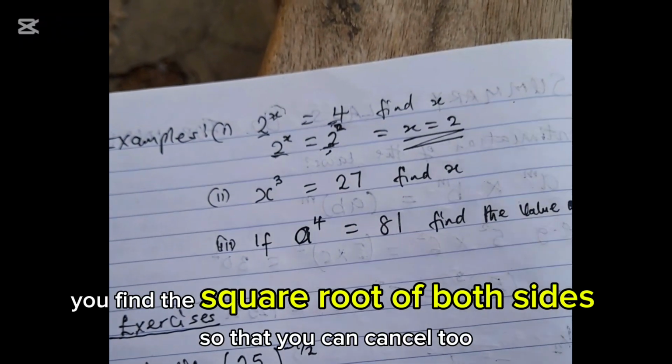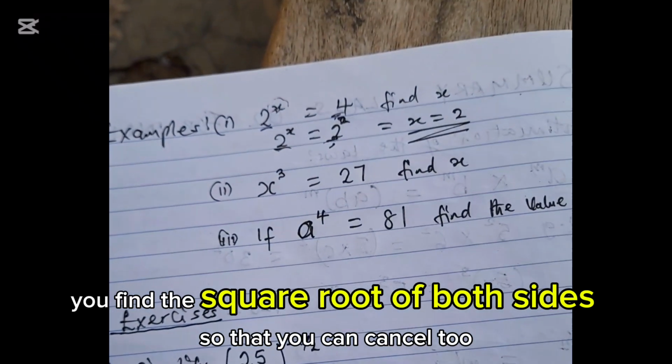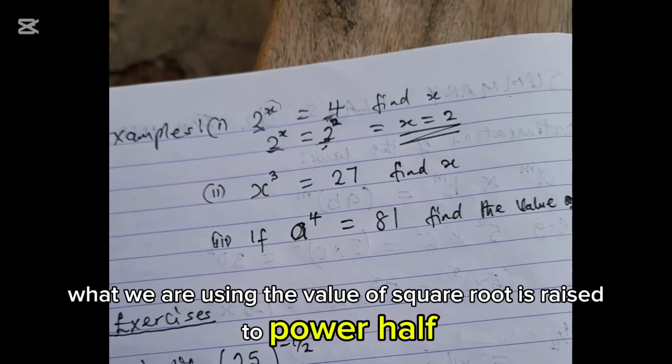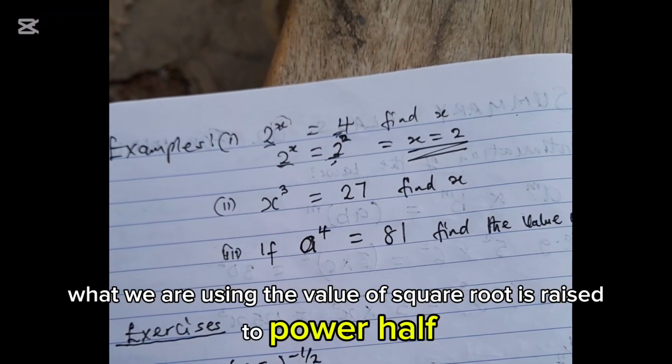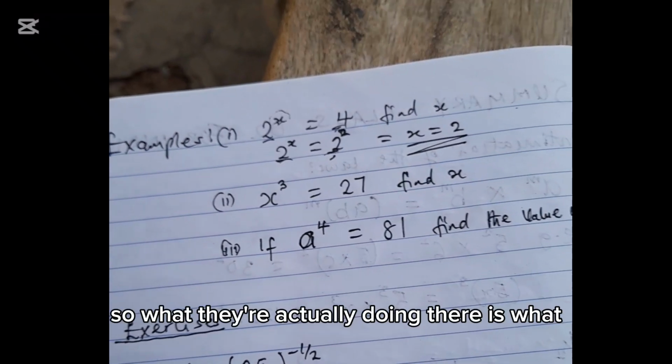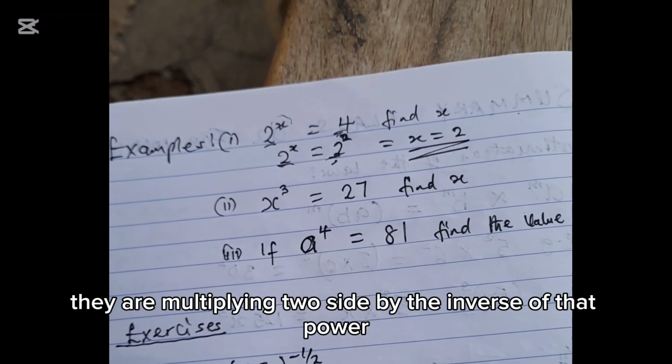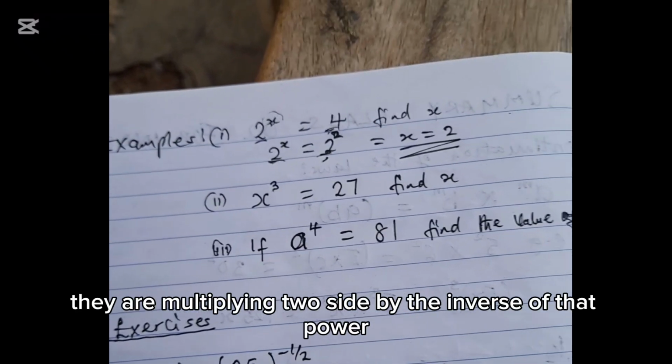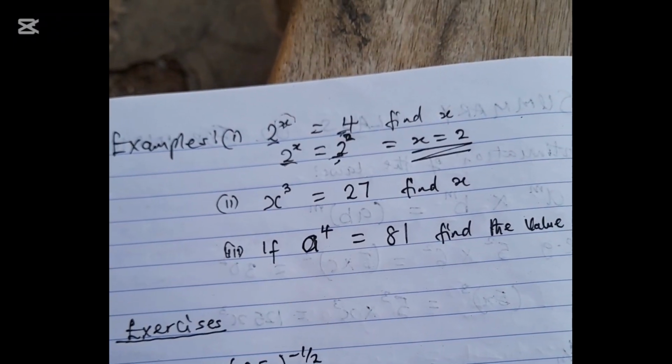You find the square root of both sides so that you can cancel the 2. The square root of both sides, what we are using, the square root is raised to power half. So what they're actually doing there is multiplying both sides by the inverse of that power. This is what I mean.